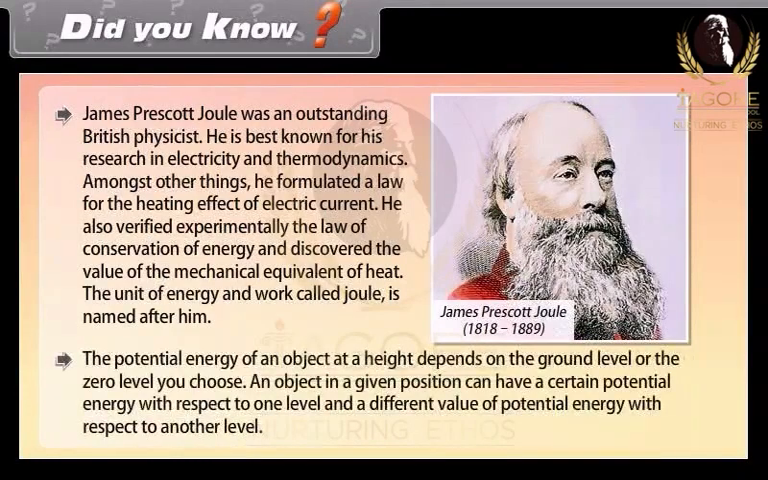The potential energy of an object at a height depends on the ground level or the zero level you choose. An object in a given position can have a certain potential energy with respect to one level and different value of potential energy with respect to another level.